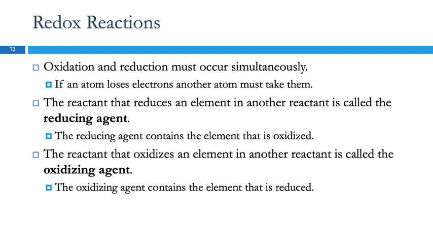But let's think about movie stars, right? So a movie star has an agent, and the agent's job is to get this person roles in movies, right? Does the agent star in the movie? No, he arranges for the movie star to star in the movie. So here, the reducing agent doesn't get reduced. It arranges for something else to be reduced. The oxidizing agent arranges for someone else to be oxidized. Okay, so they're just like backwards of each other.